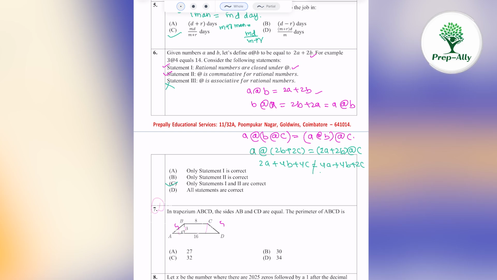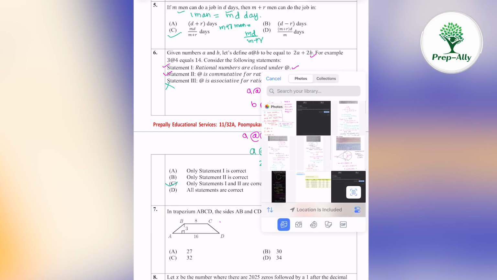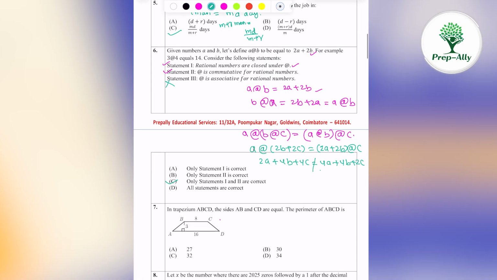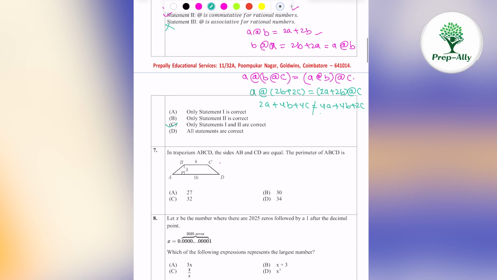Now the next question is question number 4. In this question we have to find the perimeter of this trapezium ABCD. This is 8. Also given is that AB and CD are equal. If I draw the perpendicular from C, this length is equal to 8. Now these two triangles are congruent to each other. So we can say this length is 4 and this length is 4.